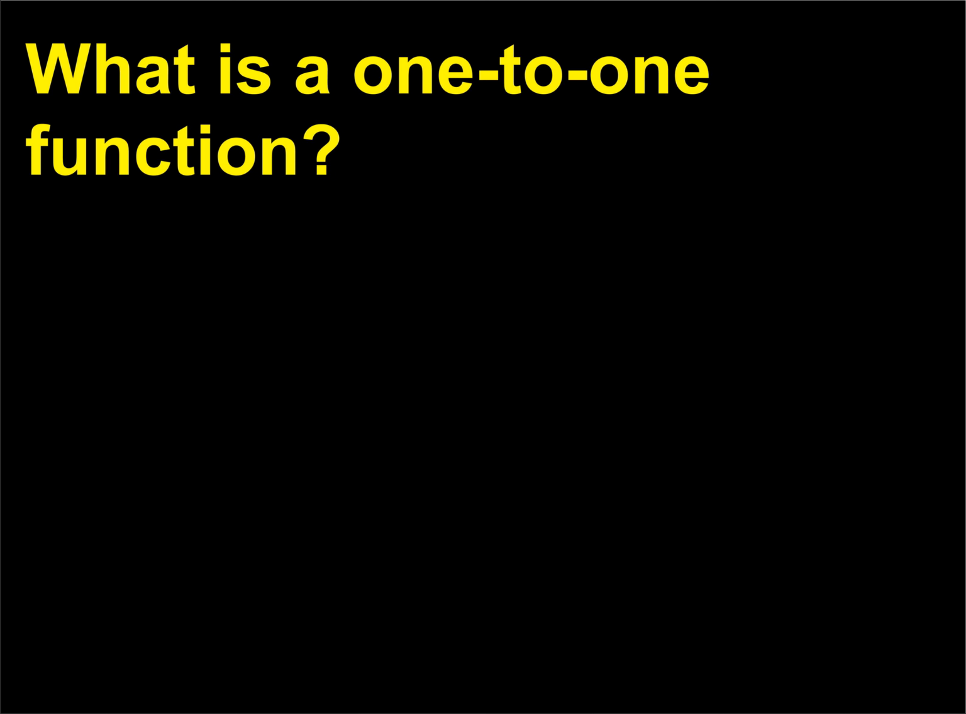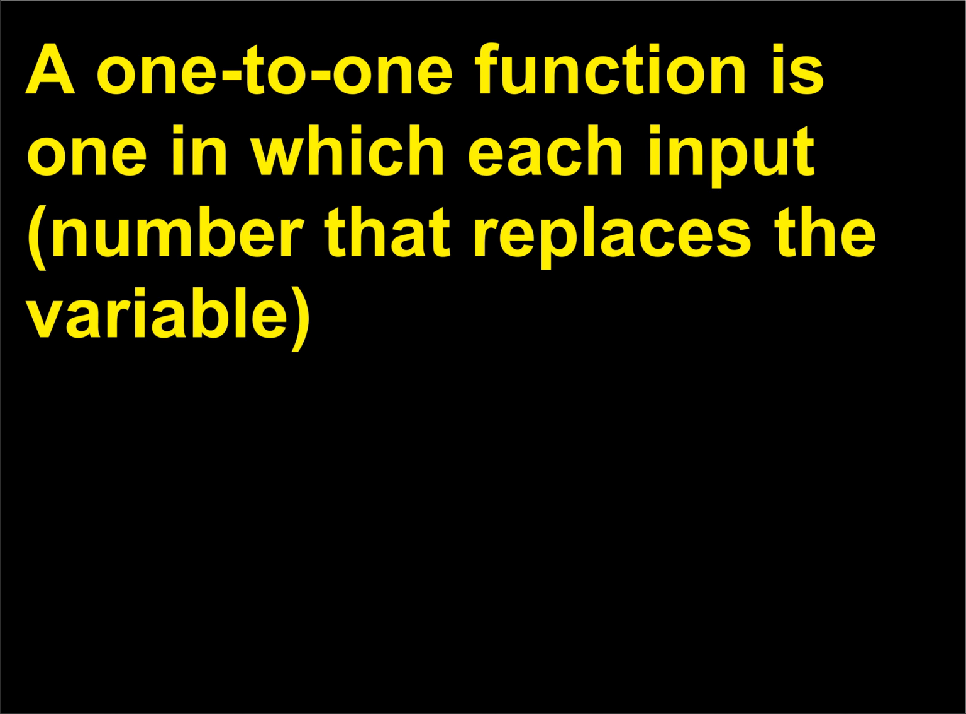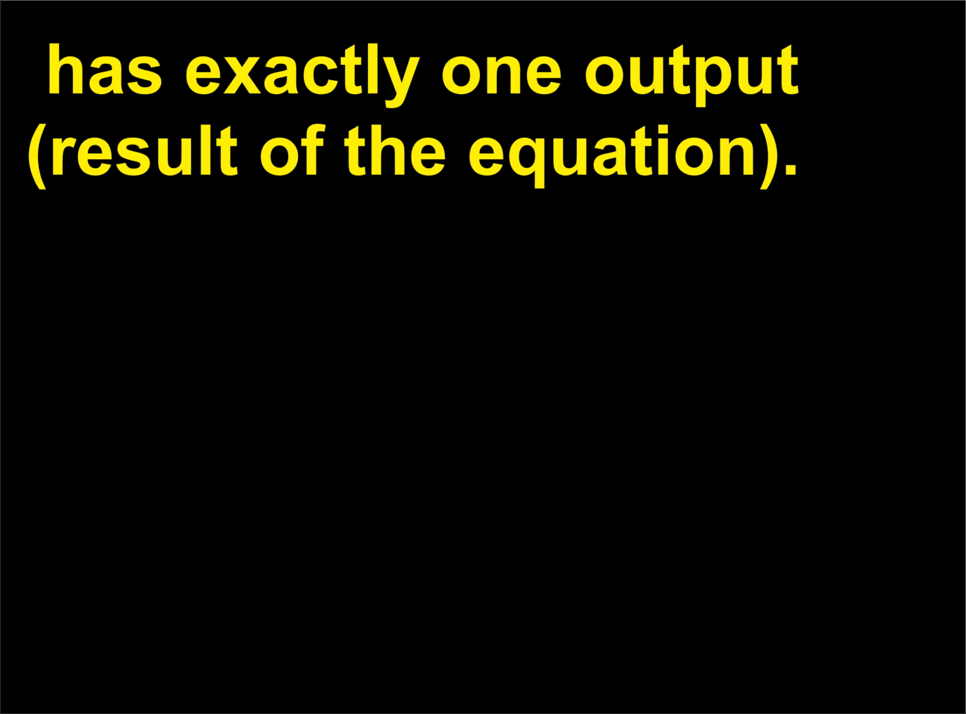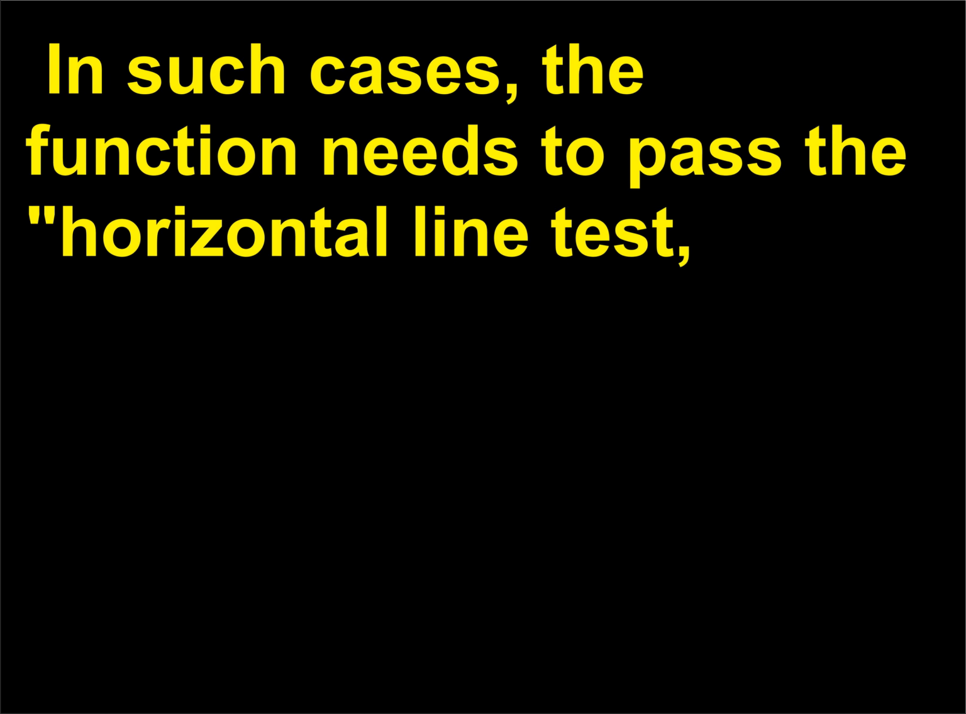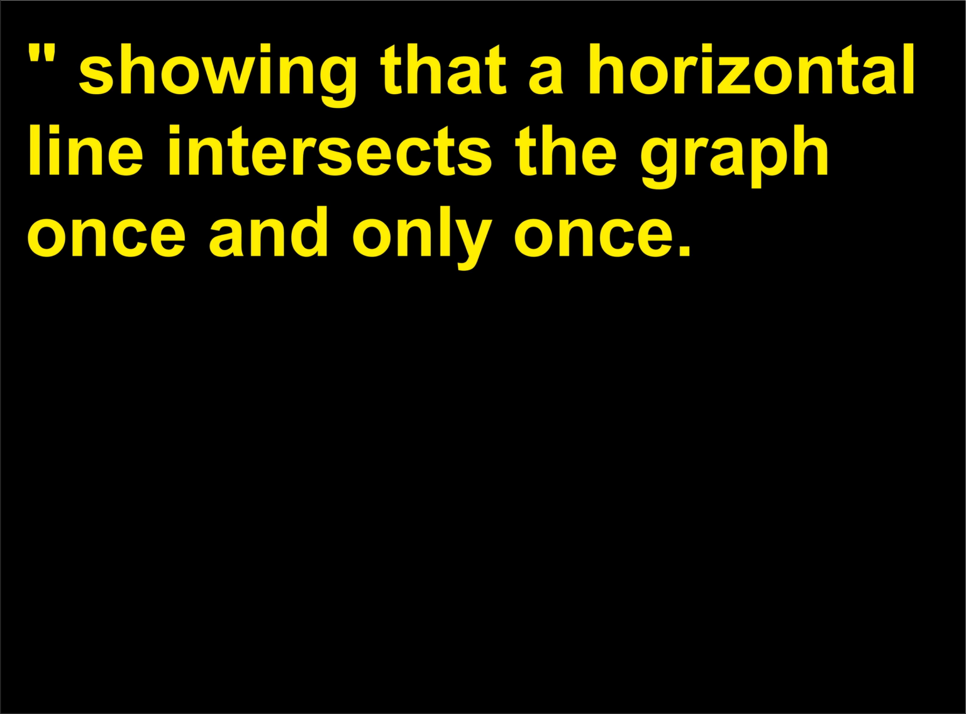What is a one-to-one function? A one-to-one function is one in which each input, number that replaces the variable, has exactly one output, result of the equation. In such cases, the function needs to pass the horizontal line test, showing that a horizontal line intersects the graph once and only once.